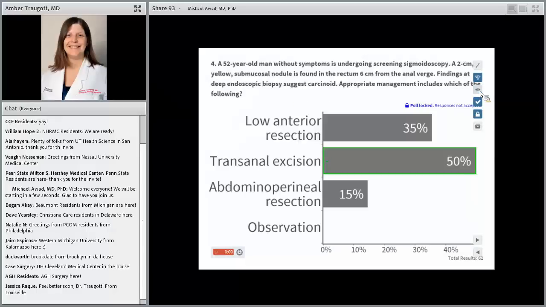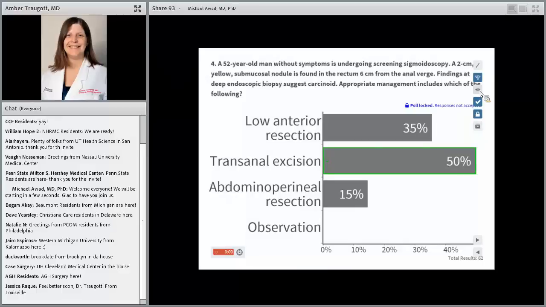Okay, so the correct answer is transanal excision. And this is something, when you're thinking about carcinoids, size is everything when you're taking these exam questions, when you're looking at patients with these. So 2 centimeters is kind of the cutoff where local excision may be appropriate.